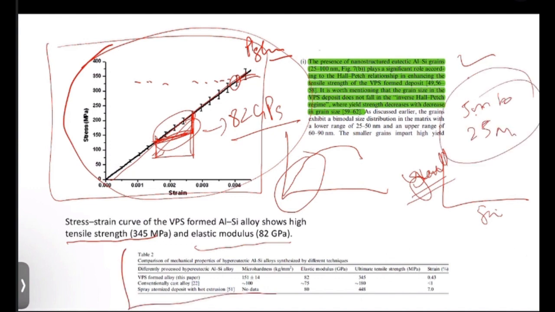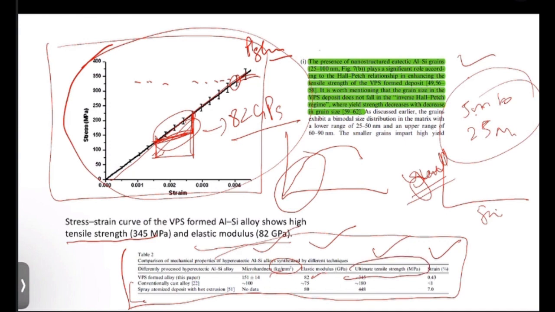This is table 2. They have compared the strain, ultimate tensile strength, elastic modulus, and micro hardness with two other papers. We can see the micro hardness which we measure through Vickers hardness is 551 plus or minus 14. Elastic modulus, as earlier mentioned, is 82, and the tensile strength is so high when made from VPS. Earlier it was made from cast alloy, by the conventional casting method.